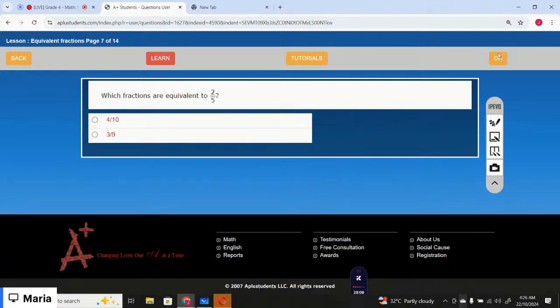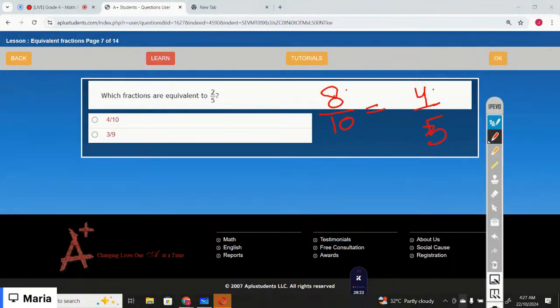Which fractions are equivalent to 2 by 5? So which is the correct option? You are given two of the options, 4 by 10 and 3 by 9. So 2 times no number equals 3. This cannot be the correct option. But 2 times 2 makes 4 and 5 times 2 makes 10. So the correct option is 4 by 10. Option number 1 is the correct option.